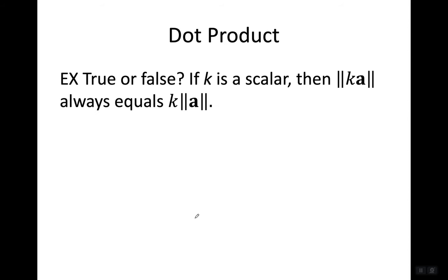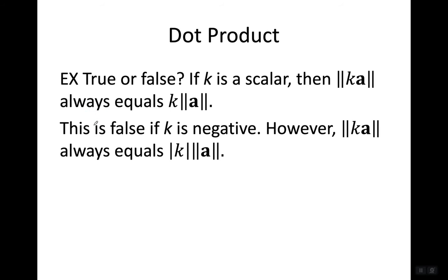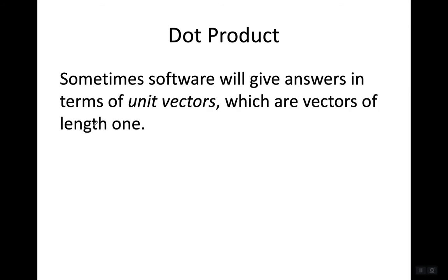True or false, if k is a scalar, then the length of ka always equals k times the length of a. Oh, that word always is a dead giveaway. This is false if k is negative. However, the length of ka always equals the absolute value of k times the length of a.